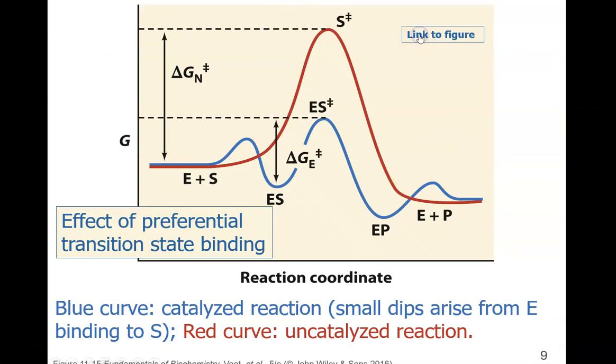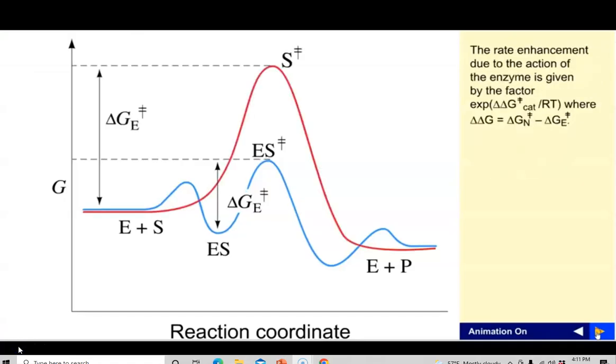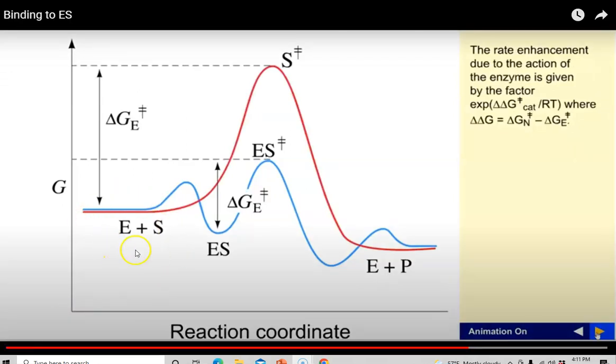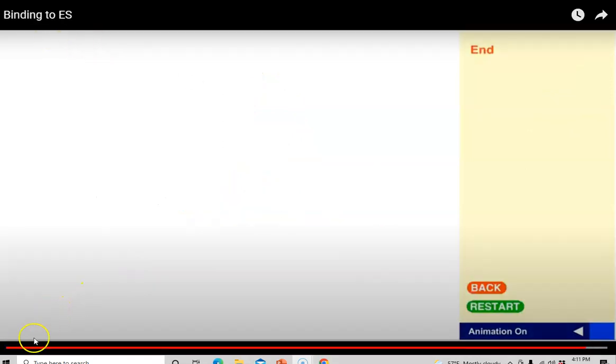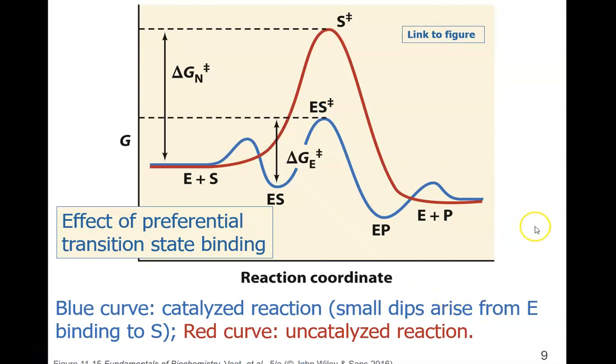So let's go to an animation of this. This will load. So in this video, we show the red is the uncatalyzed reaction and the blue is the catalyzed reaction. So we can see, well, that was quick. Well, it doesn't look like I'm going to be able to show you that animation. Unfortunately, I'm having some technical difficulties, so I'll just walk you through it.